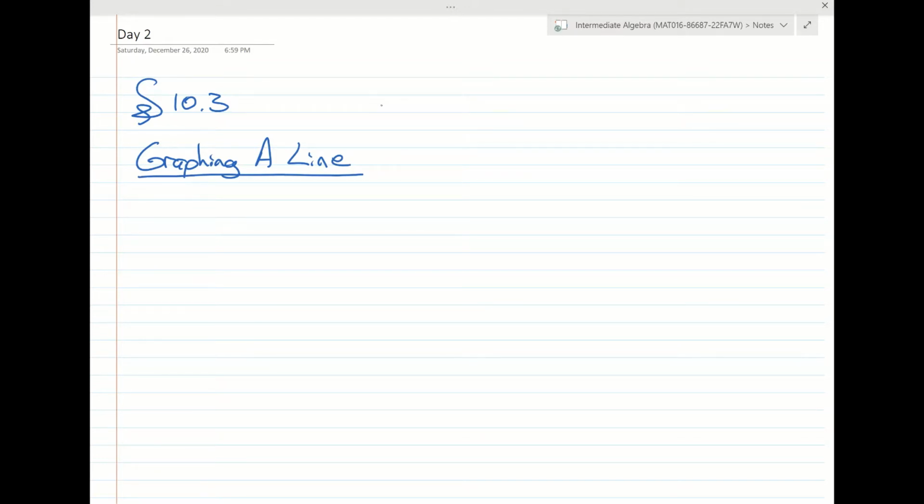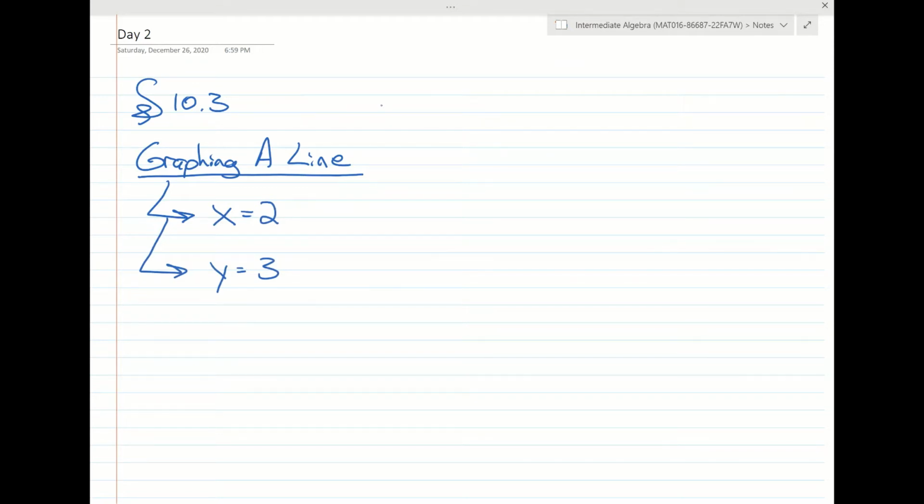first thing we're going to do is let's just talk about some of the basics here. If you have a problem where it's like x is equal to 2, or if you have a problem y is equal to like 3, we need to know how to graph those. Those are the most basic types of lines.